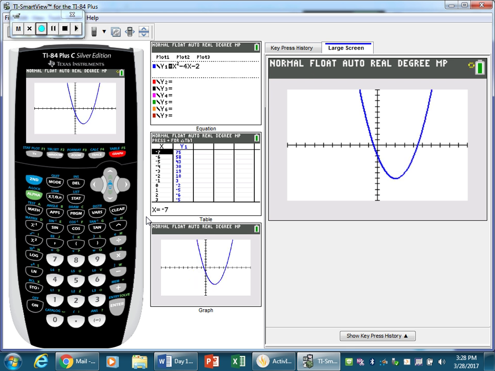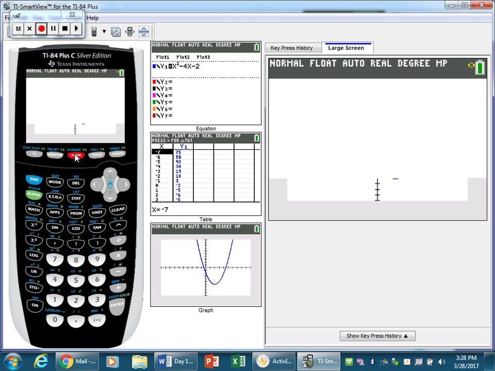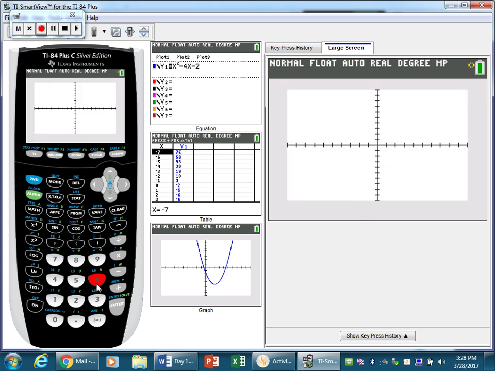Again, we're graphing a quadratic, so we should have a U shape. Now, if you don't see exactly what I see, hit zoom, which is right here, 6. And that'll just set it to standard, which is -10 to 10. So again, hit zoom 6 if you didn't see what I see. If you did, you're good. All right, so here's our graph. Now we're going to keep going with our steps.